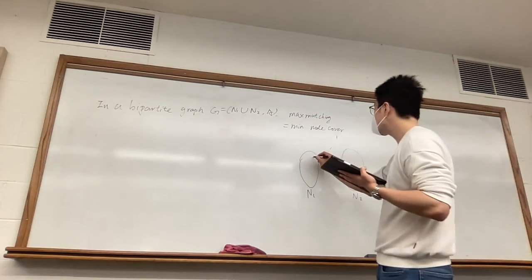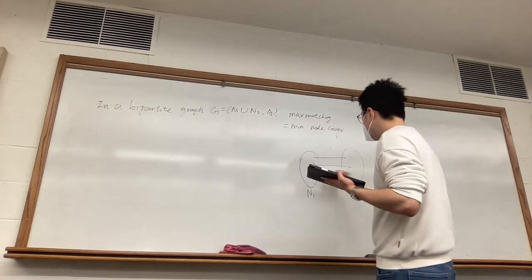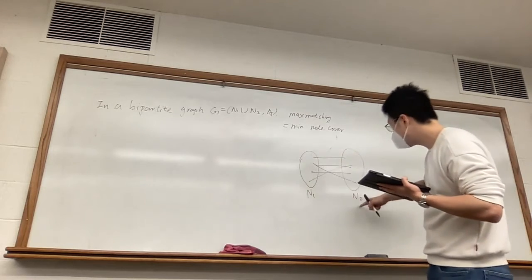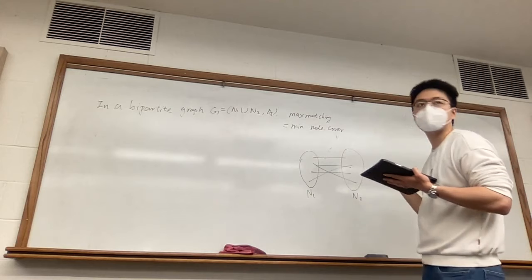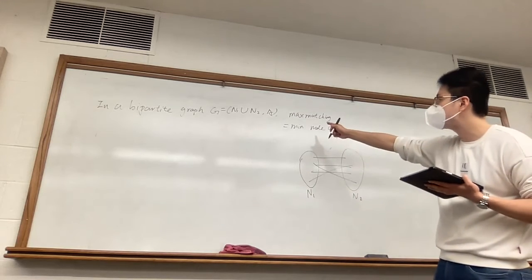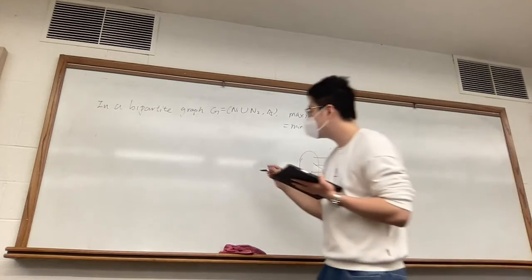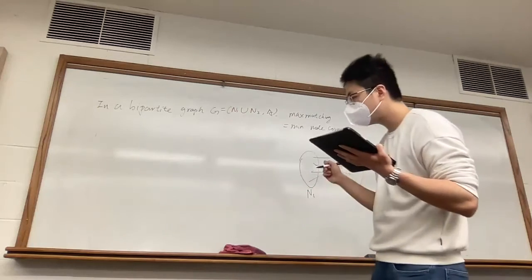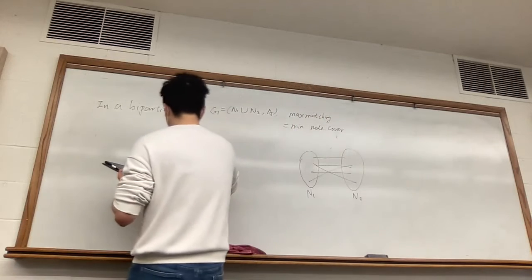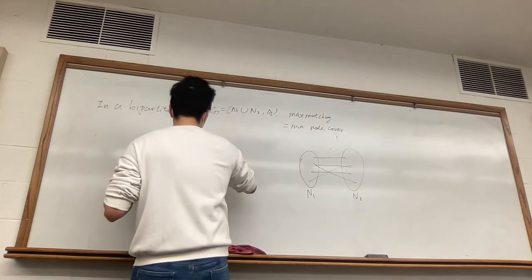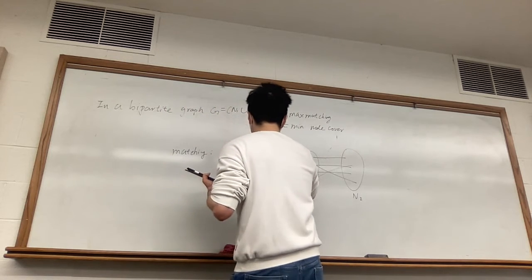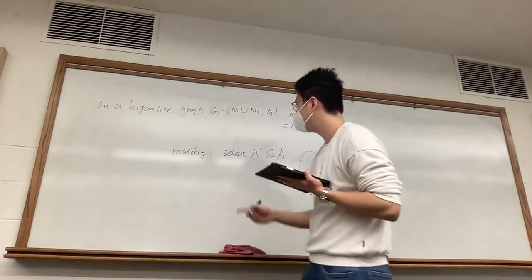And then the arcs only exist between N1 and N2, but within N1, no arc. Within N2, no arc. This is called a bipartite graph. This is the first definition. And what is a max matching? For any graph G, a matching means that you want to select a subset. Let me write it down. So matching means that you need to select A prime, which is a subset of all the arcs.